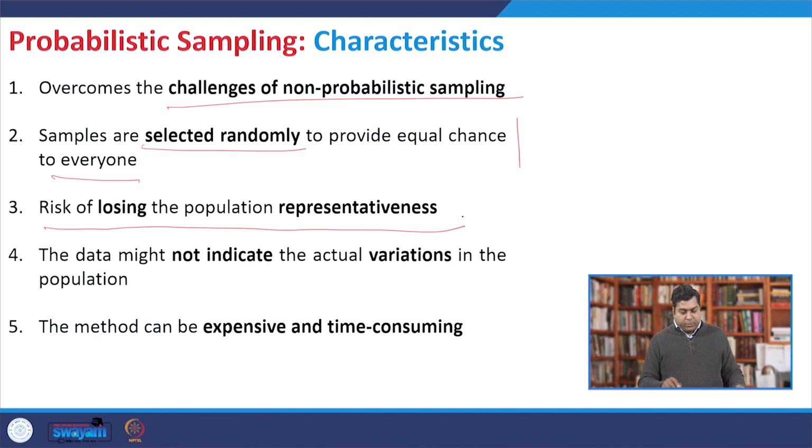There is a risk of losing the population representativeness. In this case we also cannot say it is totally bias free, because even when you go for cluster sampling or stratification, maybe we can miss out some important segment of the population. So this risk is always there. The data might not indicate the actual variation in the population. Again, this is something very pertinent to the clustering technique, and for that you should definitely capture it.